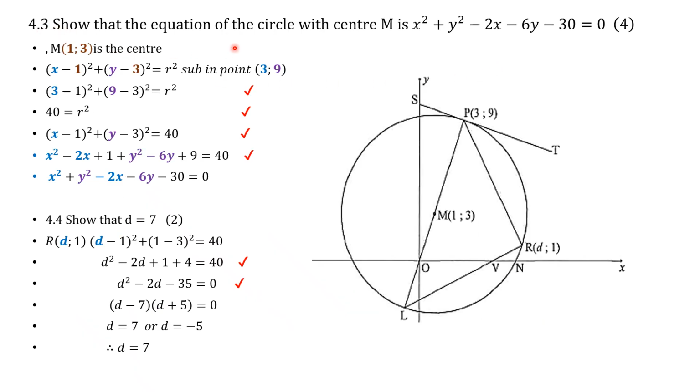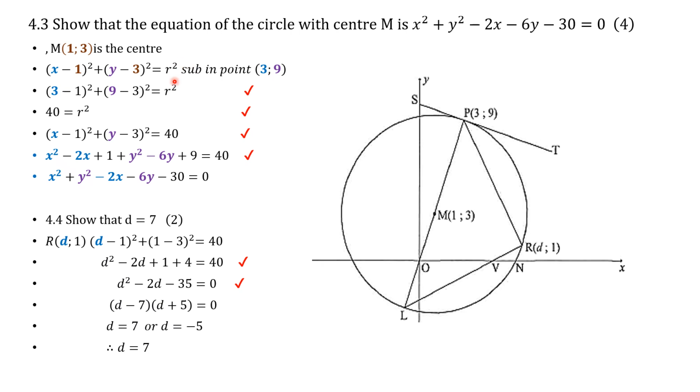4.3, show that the equation of the circle with center M is x squared plus y squared minus 2x minus 6y minus 30 equals 0, for 4 marks. So we know that M (1, 3) is the center. We should remember the equation is (x minus a) squared plus (y minus b) squared equals r squared. Right, but my center there is (1, 3), so positive 1 becomes negative 1, 3 becomes negative 3. Becomes (x minus 1) squared plus (y minus 3) squared equals r squared.